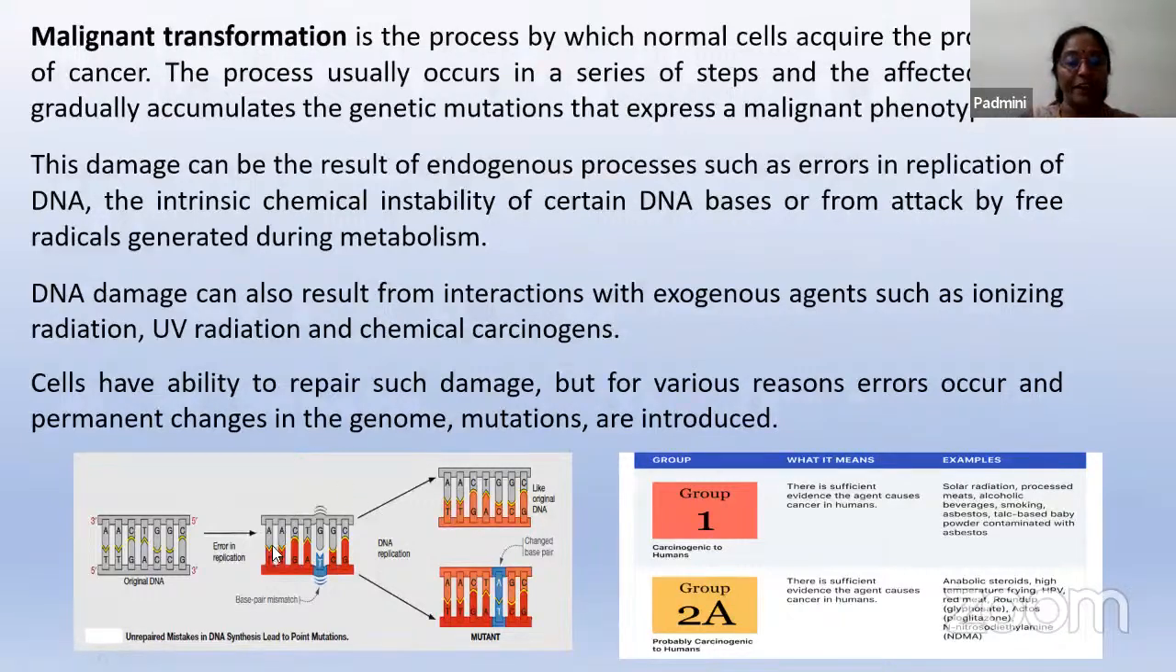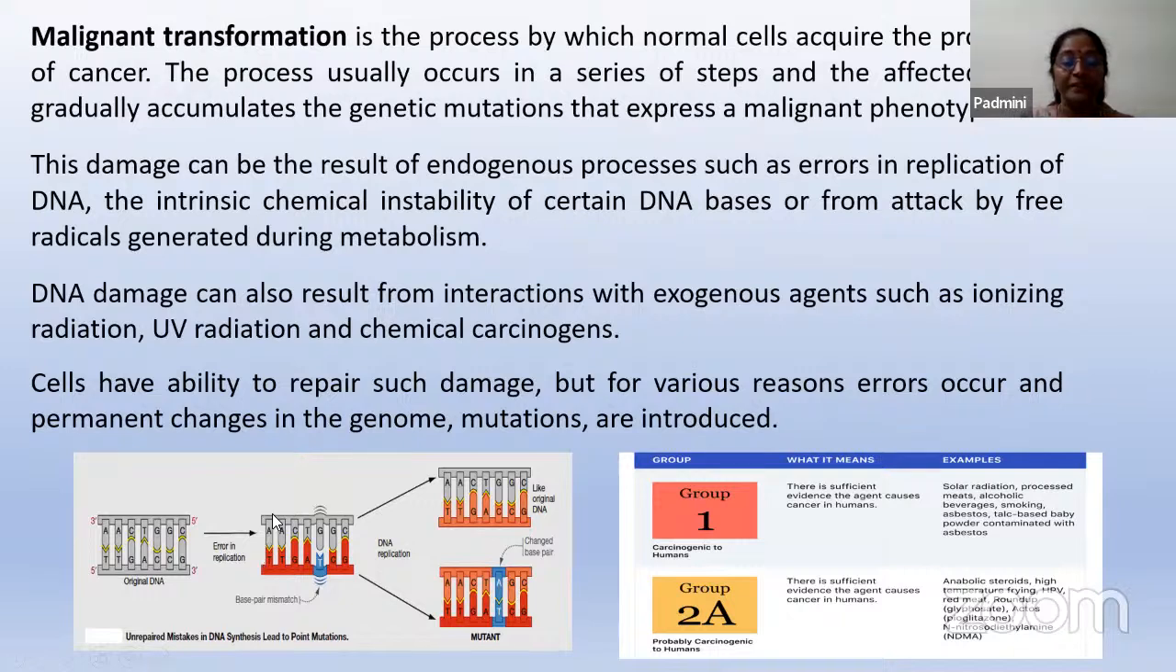Here you can see an error during replication. You are going to see the original DNA. What is happening in the original DNA? This G is connected with the C, that is, guanine to cytosine. But due to an error in replication, the guanine gets attached to the thymine, which is not at all a pair, because thymine has to attach to adenine, and guanine to cytosine. But there is an error in the replication.